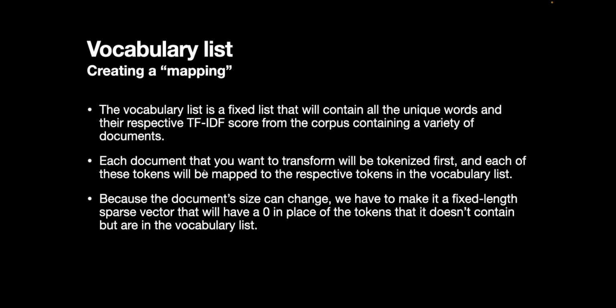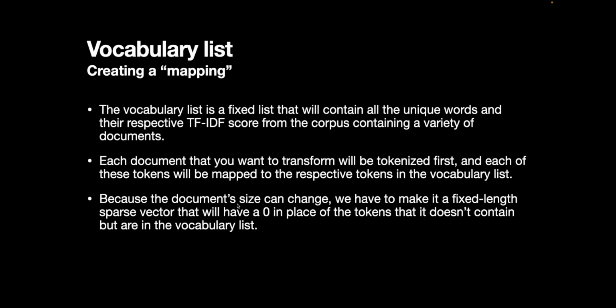And then each document that you want to transform will be tokenized first. Obviously, we already did that. We already saw how to do that using regex. And each of the tokens will be mapped to their respective tokens in the vocabulary list. So you already saw how the vocabulary list had all those keys. Those are the token names, and then the values are all those scores. And those scores are going to be mapped, so then we can use those scores for actually predictions, because that's the vectorized version of those tokens.